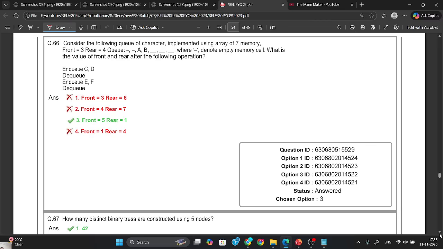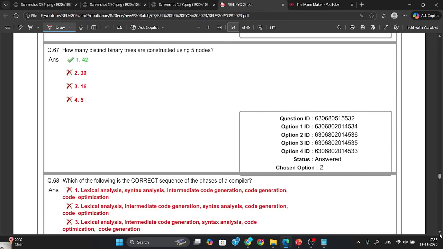Consider the following piece of a queue implemented using an array of 7 memory cells, front 3, rear equal to 4, queue dash dash a b, where the dashes denote empty memory cells. What is the value of the front and rear after the following operation? So after the following operation we will get front as 5 and rear as 1.